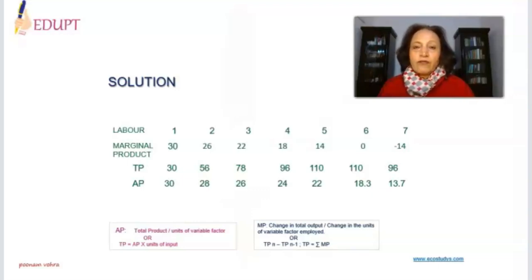Now that you have found total product, now it is easy to find average product. That will be total product divided by the number of variable factor. So for the first case, average product would be 30 divided by 1, which is 30. For the second case, it will be 56 divided by 2, which is 28. For the third case, it will be 78 divided by 3, which will be 26, and so on.